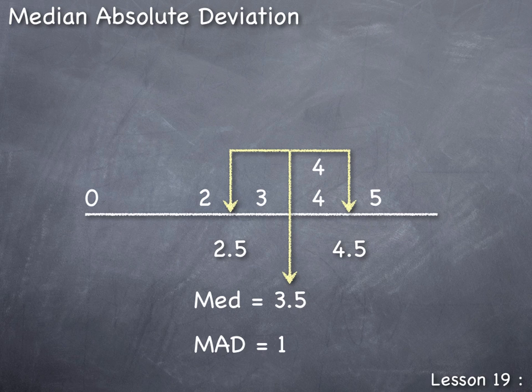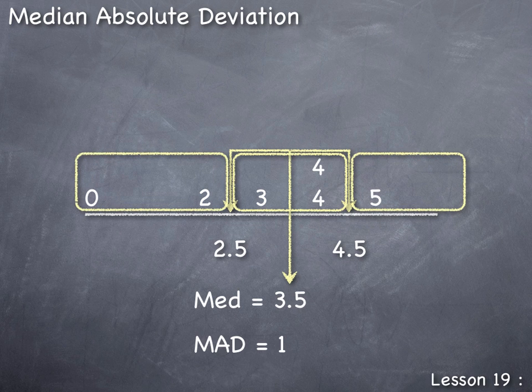So within this range, from 2.5 to 4.5, you'll see that half of the data values are closer to the median than this median absolute deviation value. That is, the values of 3, 4, and 4 fall within the median absolute deviation of the median, within the 2.5 to 4.5. The other half of the data values, the 0, the 2, and the 5, fall farther from the median than the median absolute deviation. So 3 out of the 6 scores, or 50%, fall within 1 median absolute deviation of the median, and the other half, 3 out of 6, or 50%, fall further than 1 median absolute deviation from the median.